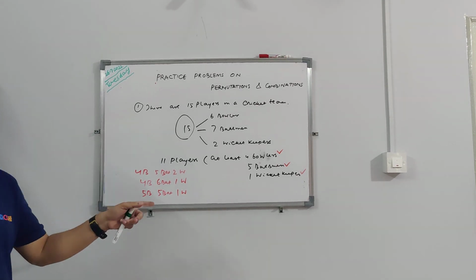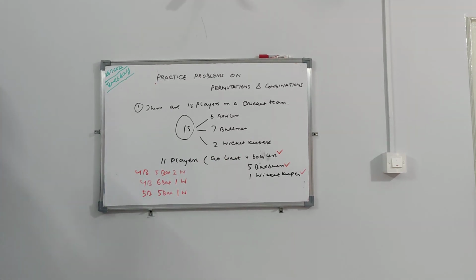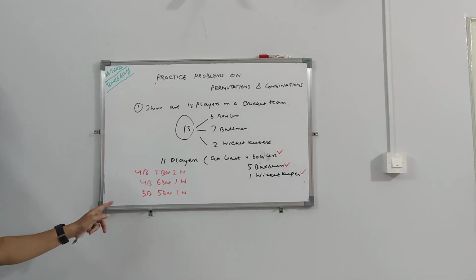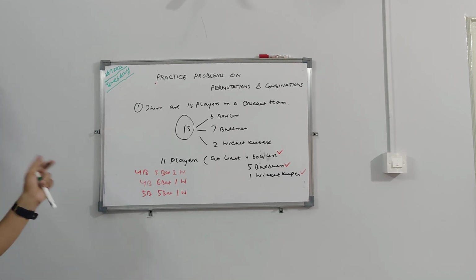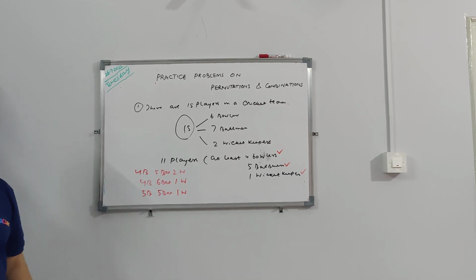it will become 7. Okay. But you have to have a minimum of 5 batsmen. So that is cancelled out. You cannot have 6 bowlers, because if you are taking 6 bowlers and 1 wicket keeper, it will become 6 plus 1, 7, and only 4 batsmen. So that is ruled out.